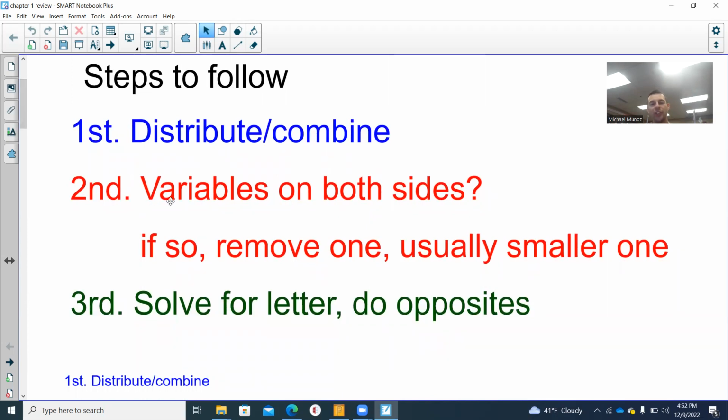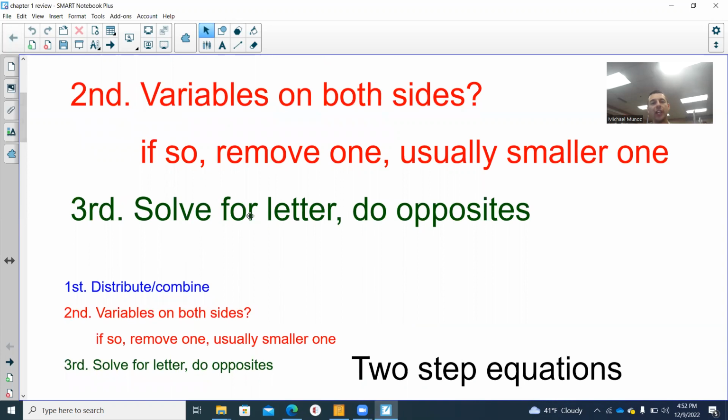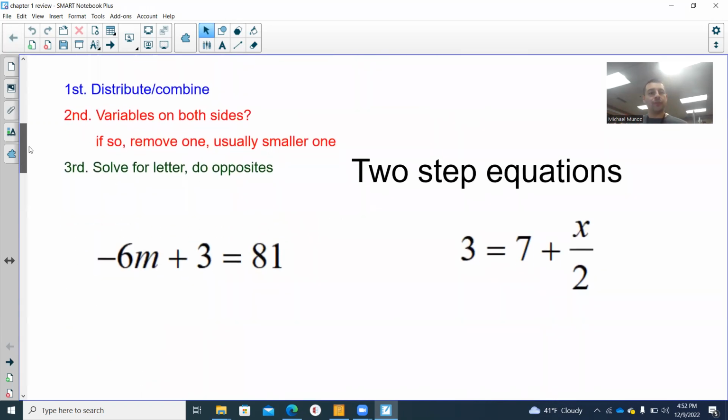Second thing we want to do is ask ourselves, are there variables on both sides? And if so, we want to remove one. And I prefer to remove the smaller one. And the third thing is, after we've done that, we're just going to solve to get the letter alone by doing its opposites. So we're going to look at a few problems.